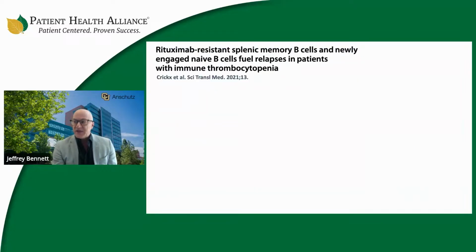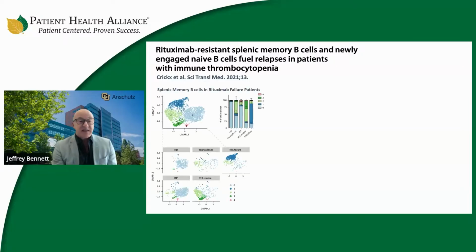Alternatively, surviving B cells in lymphoid tissue may escape depletion due to lowering their surface expression of CD20. And in this example, patients with immune thrombocytopenia who had failed B cell depleting therapy with rituximab had their B cells analyzed in the spleen upon splenectomy.